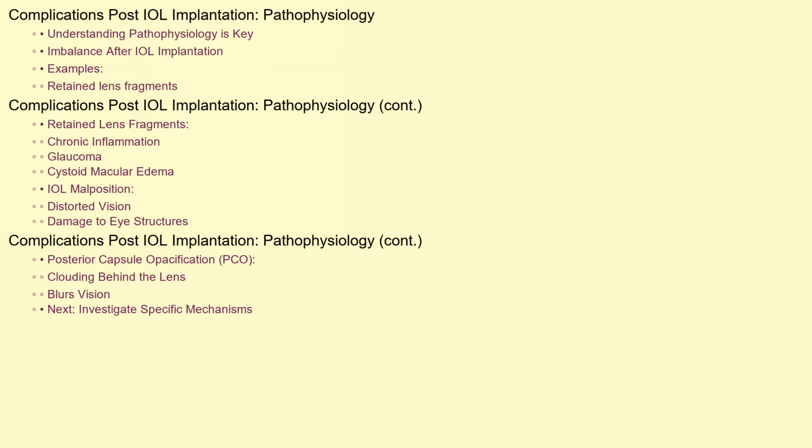Understanding the pathophysiology is key to grasping these complications. Essentially, many of these issues stem from disruptions in the delicate balance within the eye after IOL implantation. For example, retained lens fragments can trigger chronic inflammation, leading to glaucoma or cystoid macular edema. IOL malposition can distort vision and even damage the eye's structures. And posterior capsule opacification, or PCO, the clouding of the membrane behind the lens, is a common reaction that blurs vision. We'll investigate the specific mechanisms behind each complication.